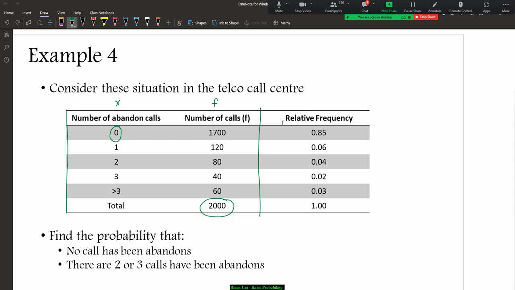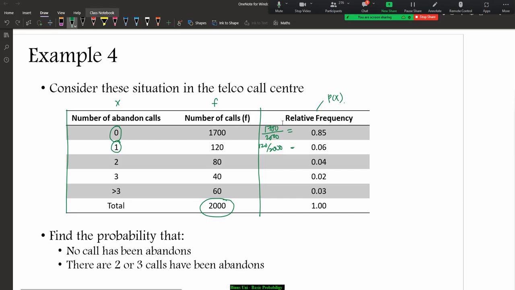So we want to find the probability. 1,700, which is zero abandoned calls, will be divided by 2,000, the total number of calls, right? So it results in 0.85. This is the relative frequency, or what we call the probability of X. Another name in a frequency table is relative frequency. The same procedure goes for X equal to 1, meaning the number of abandoned calls equal to 1, where 120 calls have been abandoned. Divided by 2,000, the total number, it is equal to 0.06.